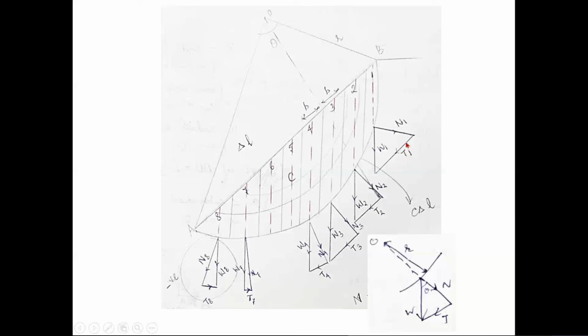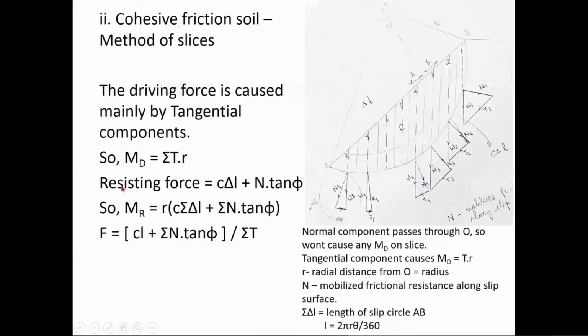So your driving moments along this surface will be equal to this T into the radial distance R, correct? You can see that the driving moment is T into R, and there are so many T's here. So sigma T into R, the sum of all these tangential components multiplied by that radial distance R. That is my driving moment, agree? And what causes the stability of the slope?